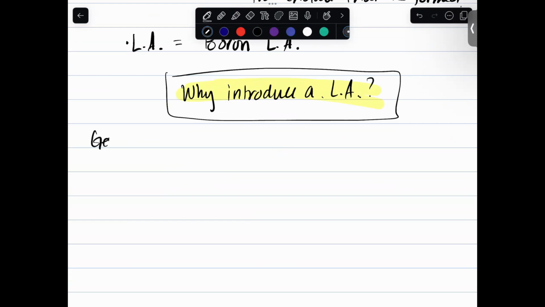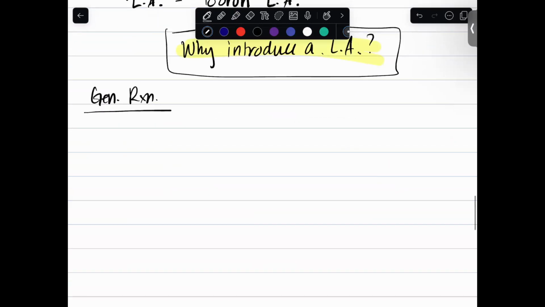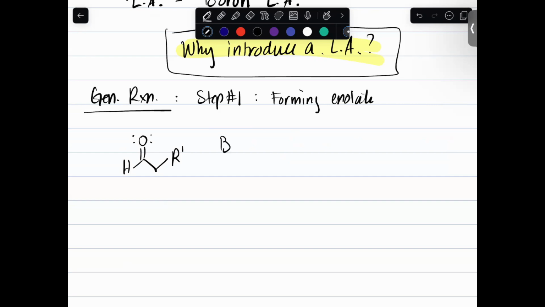Let's talk about the general reaction. And we'll focus on step 1 first. Okay. Forming my enolate. Now, typically you want a Lewis acid and a boron Lewis acid. Ooh, that boron looks terrible.